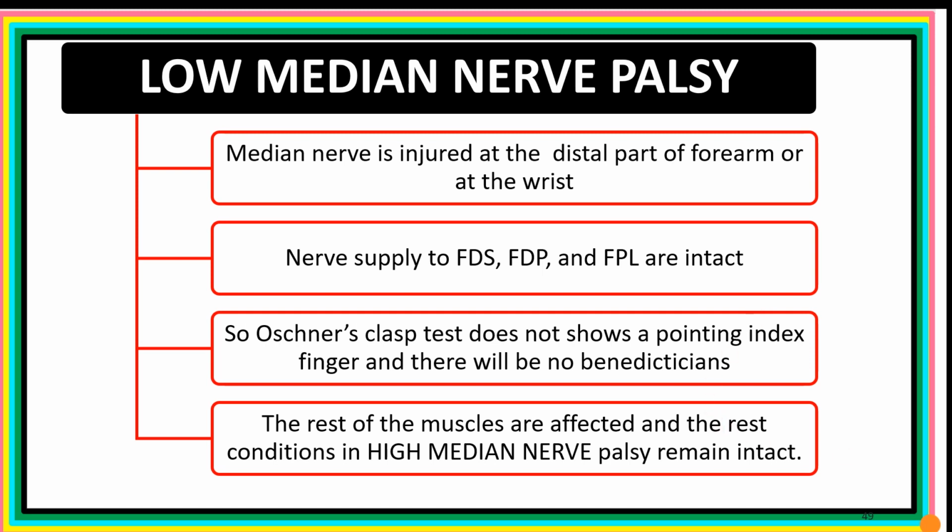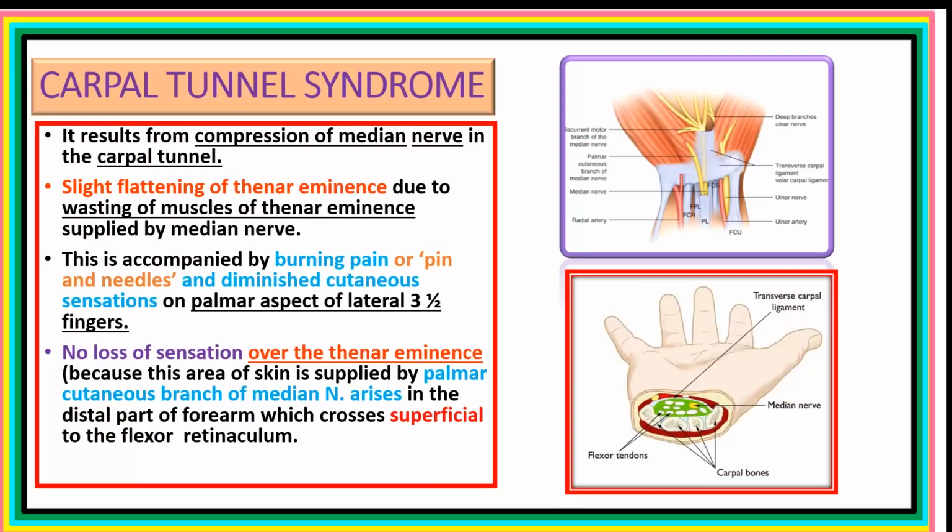So the rest of the muscles will be affected the way they are affected in high median nerve palsy. One of the points we noted that the median nerve could be damaged or compressed is at the level of the carpal tunnel, and within the carpal tunnel we noted the position of the median nerve in between several tendons.